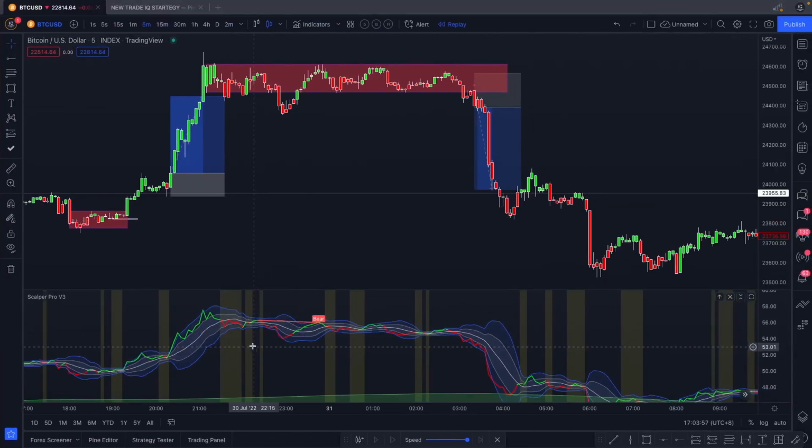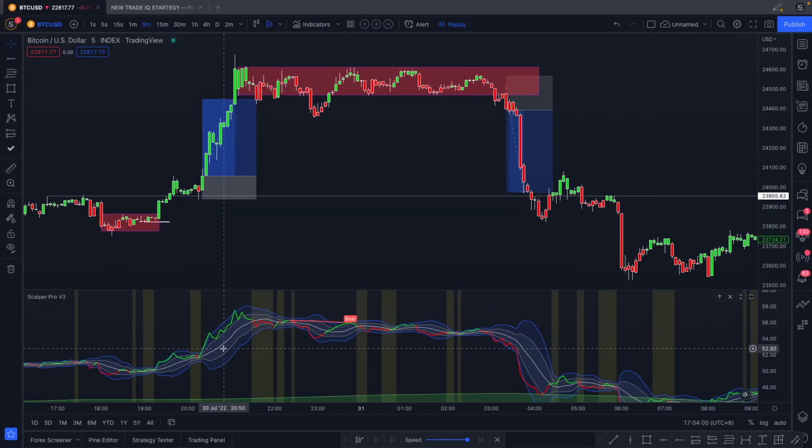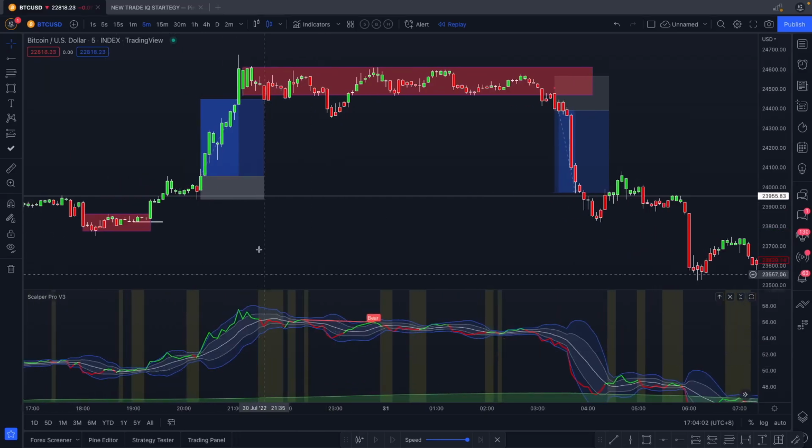Look at the Scalper Pro, what I try to teach to my small community now. Using the Scalper Pro, a very easy tool, one indicator with support and resistance and basic market structure. Yeah, and see where it gets you.